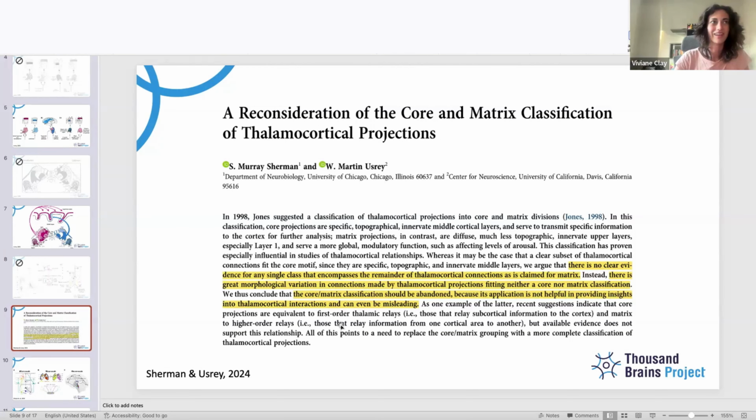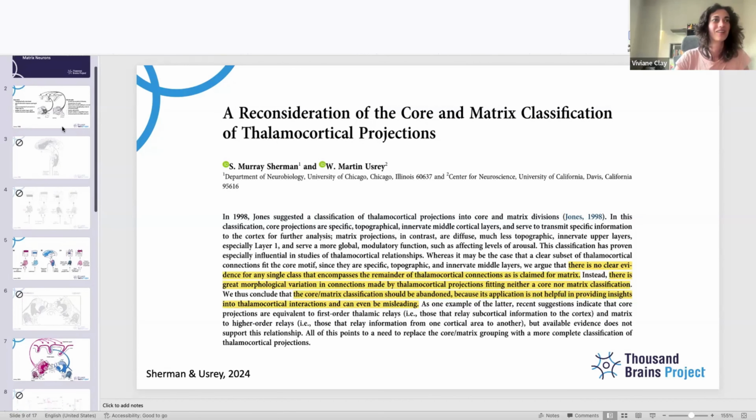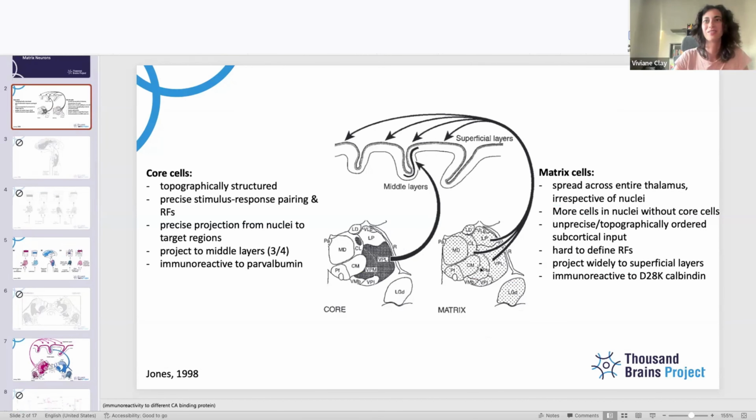Yeah, so we ran definitely across it's not as clear cut of a view as I showed here. But basically the idea is that these matrix cells don't really care about the nuclei boundaries, and they project much more widely to the cortex across different topographic areas, and their input is more imprecise and less topographically ordered. They have harder to define receptive fields.